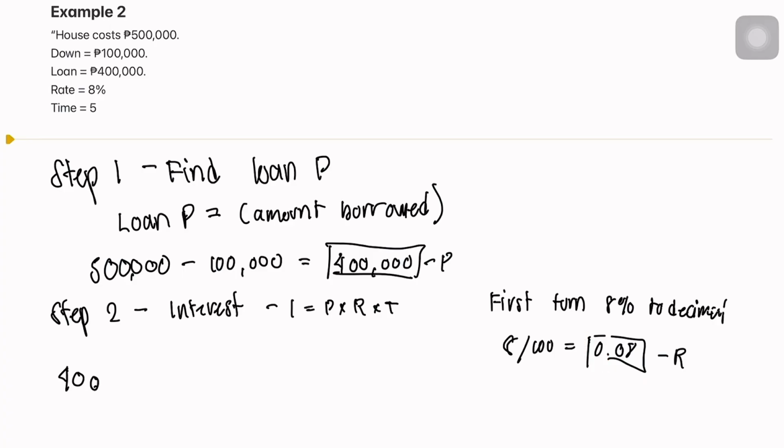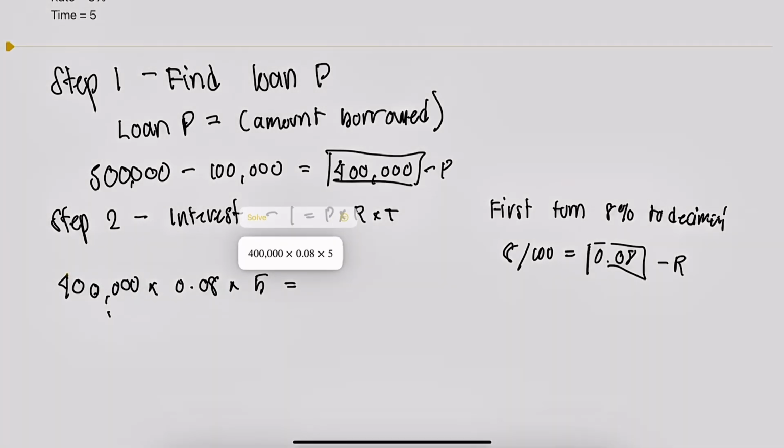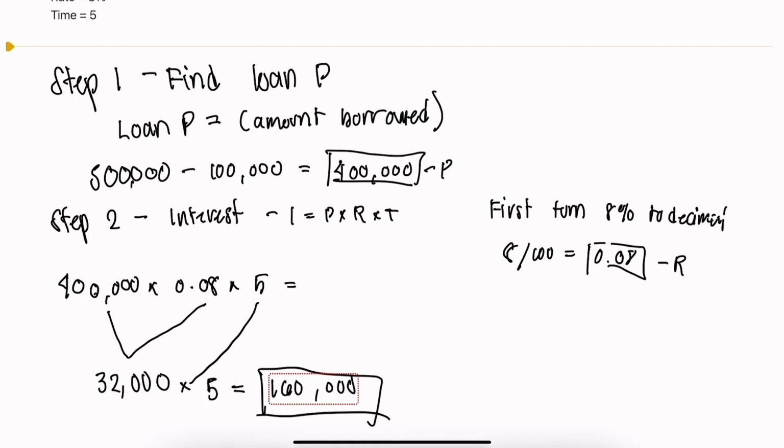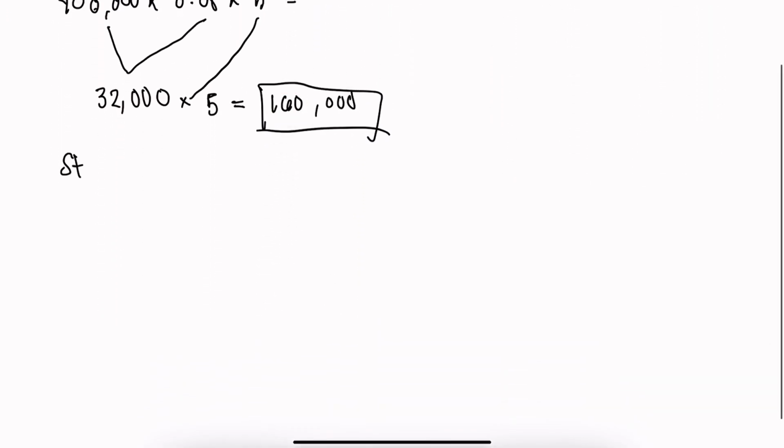So our P is 400,000 times 0.08 times 5. Now let's times it by the time. So 400,000 times 0.08 is equal to 32,000 times 5, and that's equal to 160,000. Now that's our interest. 160,000 is our interest. Now let's proceed to our step 3, finding the mortgage.